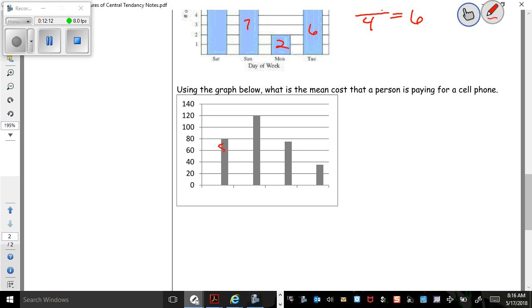80, 120. Now, how about this one? Well, this one doesn't give you an exact number, so halfway between 60 and 80 is going to be what? 70. So let's call this one 75, and let's call this one 35. Add all this together, you got 200. Got it?